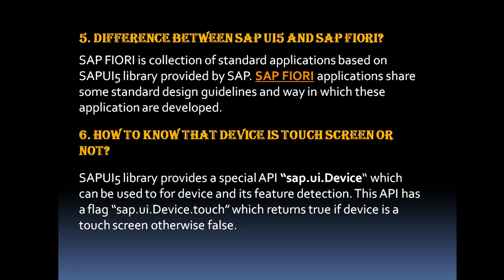Then how do you know if your device is a touch screen or not? Now here is where the API references come into play. Now for this we have two APIs that we generally use. The first being sap.ui.device. Now this can be used for the device and the features that you want to add into it. Now once this has been done, then what you do is you put a flag of API that is device touch, sap.ui.device.support.touch. Now this is returned true if the device is a touch screen, and if it is not, then it would be a false. So that is how we detect or we know if the device being used is a touch screen or not.